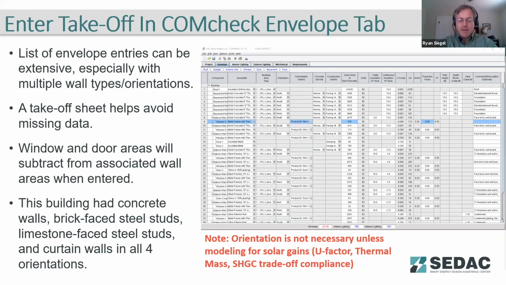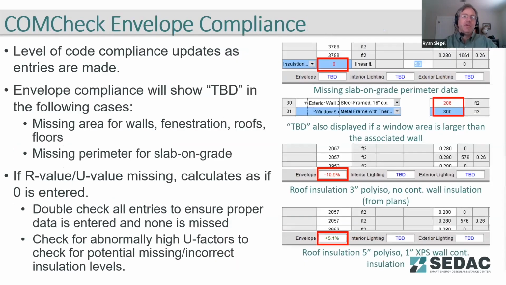So in here, we've got at least 4 different wall types in each orientation. And so rather than having to have 16 lines for the 4 different wall types for each of the 4 different orientations, being able to simplify that down to 4 can be very helpful. So as you're going through, try to make sure that you're making it as simple as you can for yourself.